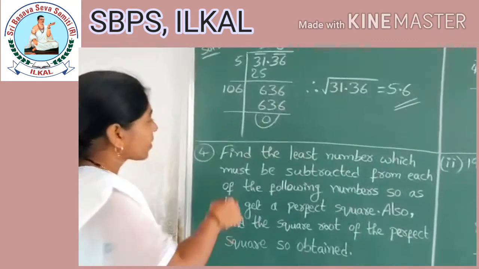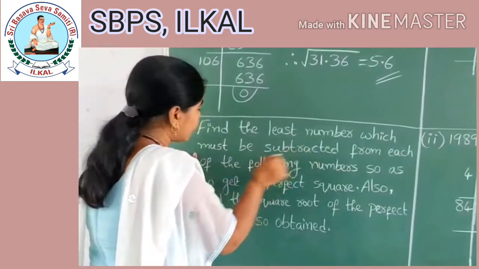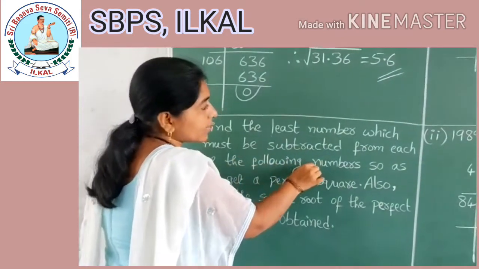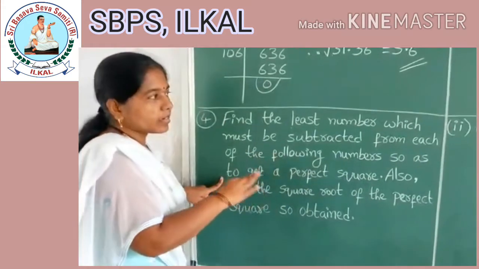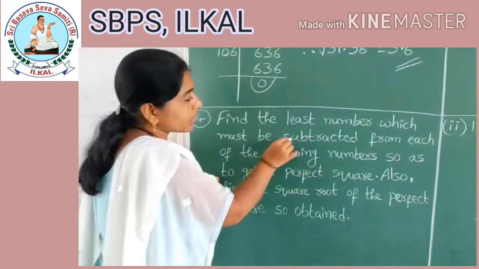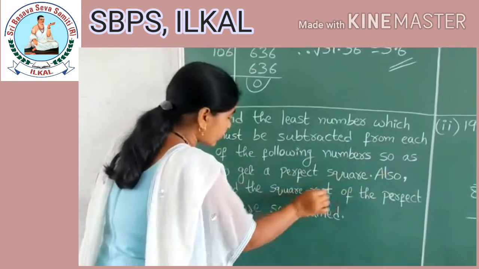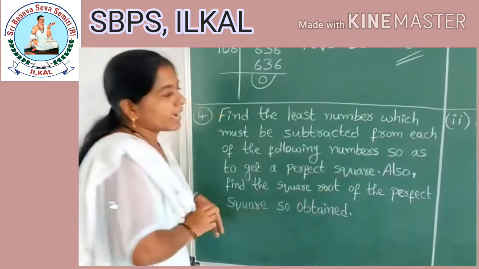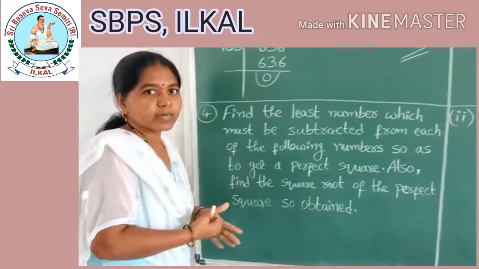Next main question. Find the least number which must be subtracted from each of the following numbers so as to get a perfect square. Means they will give non-perfect square numbers, children. Okay, which number we have to subtract, we have to find. Also find the square root of the perfect square so obtained. After subtracting, whichever number you got, for that the square root also you have to find.